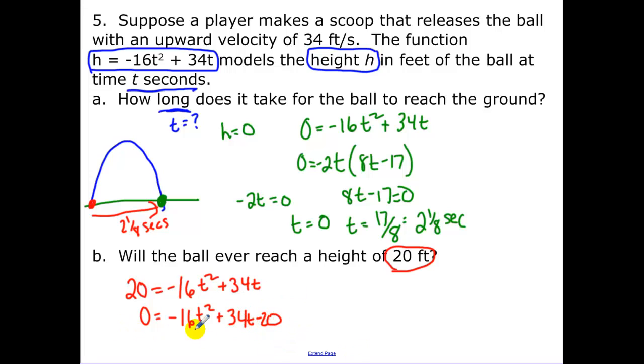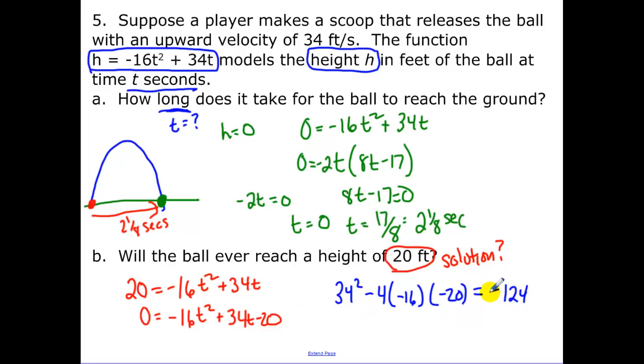Basically, we want to know, does this have a solution? Do we have a solution? That's where our discriminant comes in. So doing our discriminant, we have b squared, 34 squared minus 4ac. When I put that in my calculator, we get negative 124.